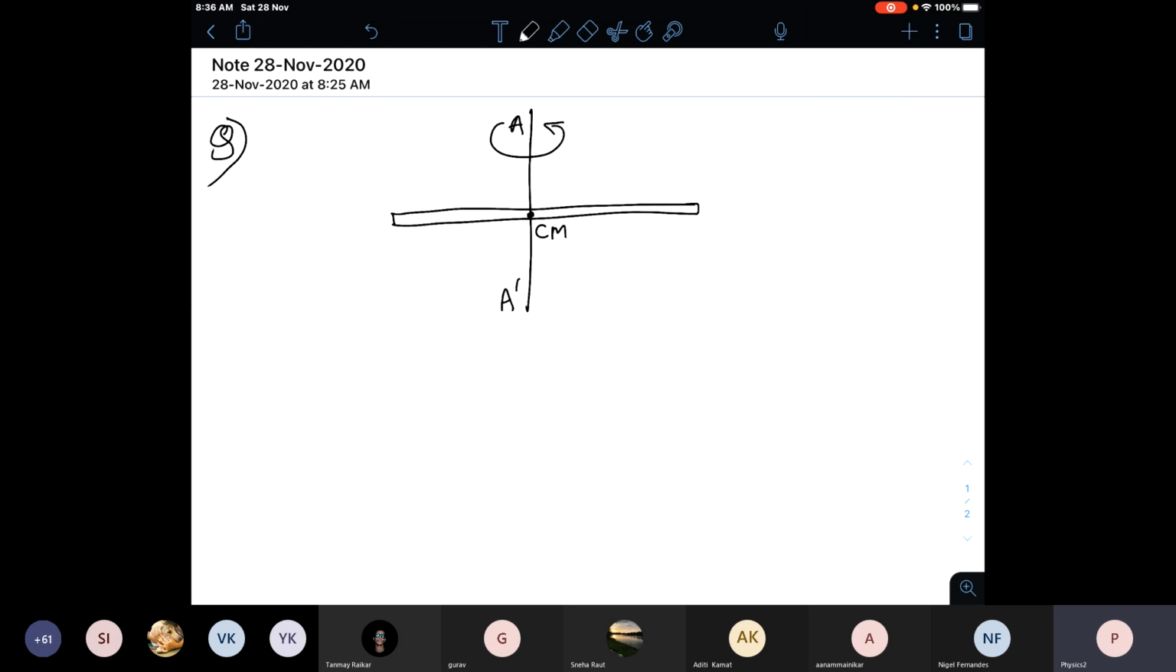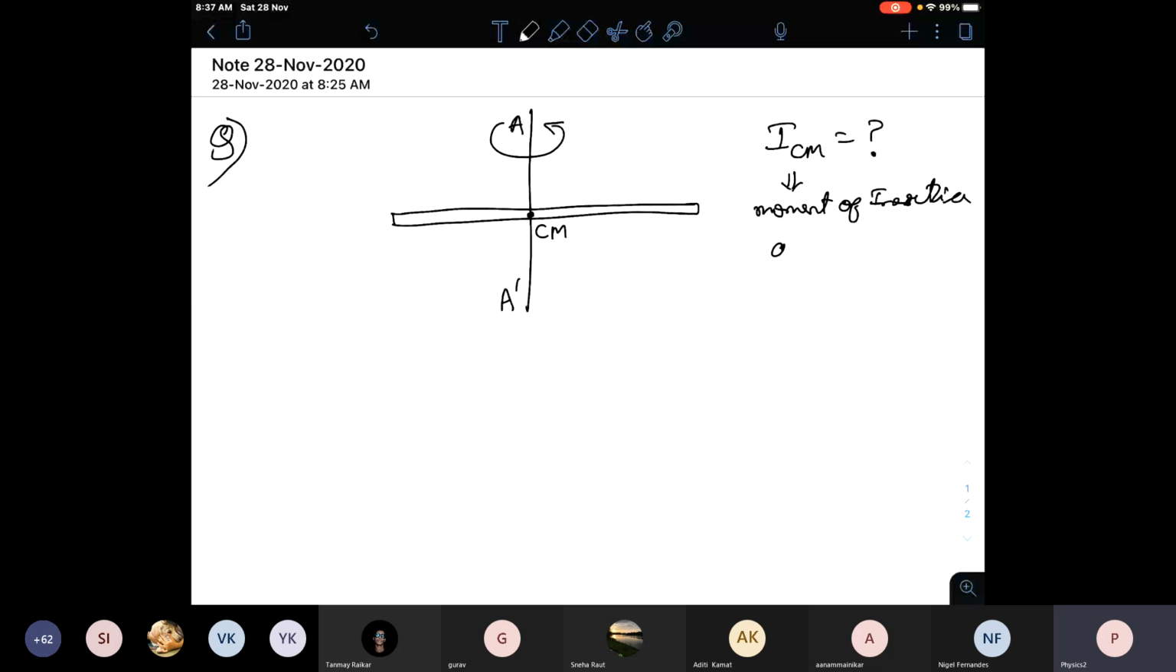So the mass is the same, the length is the same, but the rotational motion is different. That difference is denoted by moment of inertia. That difference can be seen in moment of inertia. So here what we need to find is ICM, the moment of inertia about the center of mass. This is called the moment of inertia.